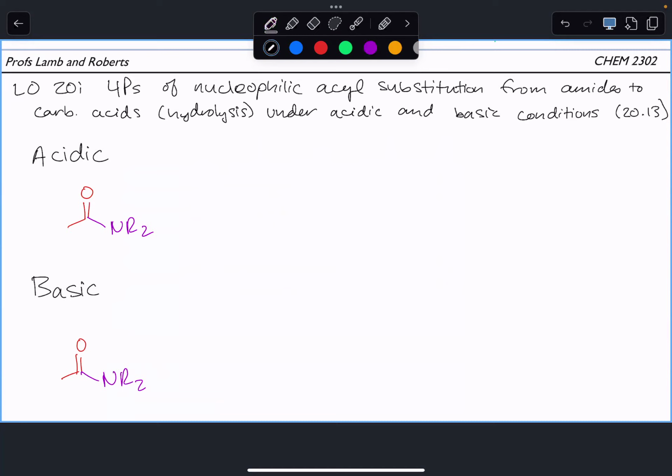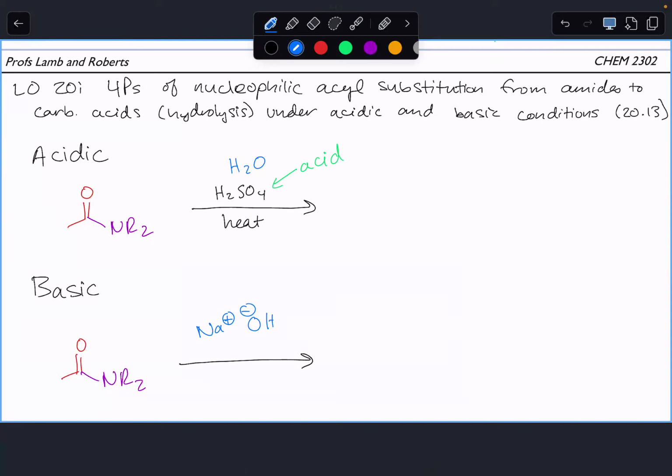Under acidic conditions, water is going to be our nucleophile. Then we need our acid catalyst. So H2SO4 is a common one. And we will need heat. So this is what tells us that we have acidic conditions, because we have an acid in there. Whereas under basic conditions, we will have our sodium hydroxide. Again, it will not be a catalyst, it will be stoichiometric. But that's the thing that tells us that we're under basic conditions, because that is a base. And again, we will need heat.